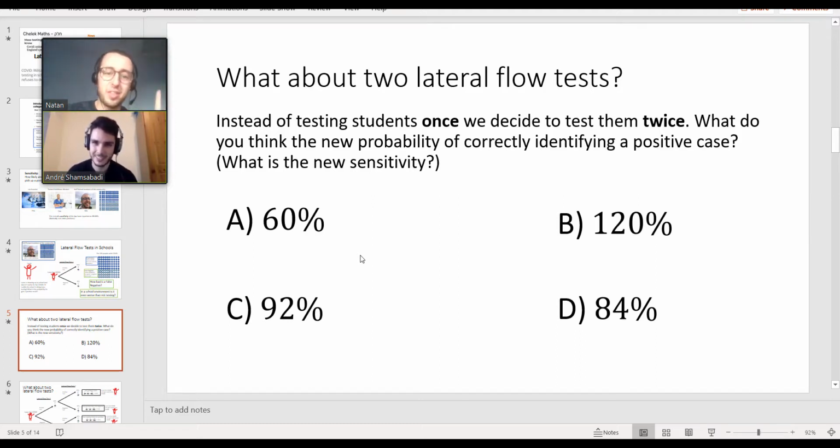So this is the key thing. We'll go through the misconception on the next page first, and then we'll talk about why it's actually 60 and not 84. Firstly, it's definitely not 120.